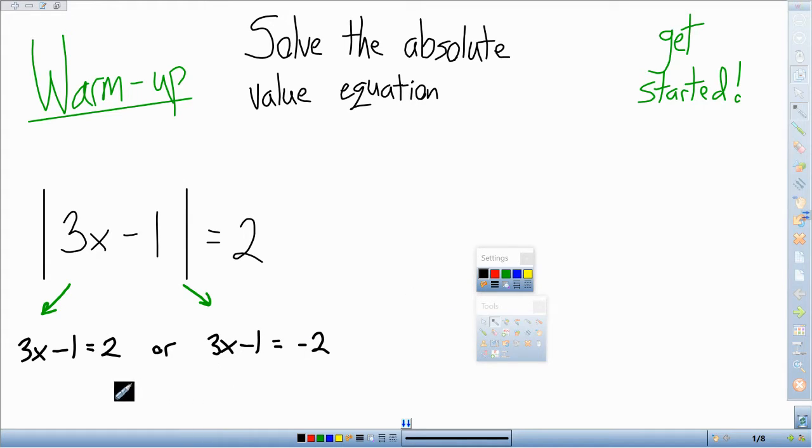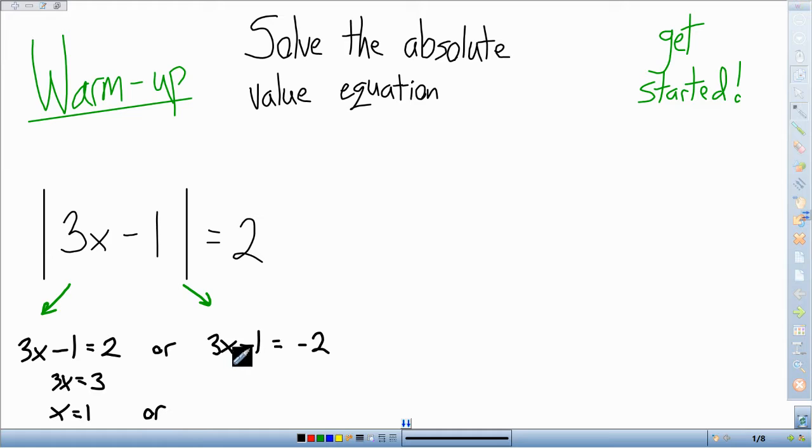So let's do this in our head because we're getting good at this. Adding 1 to both sides, we get 3x equals 3. Dividing both sides by 3, x equals 1. Over on this side, I'll put my little or sign. Adding 1 to both sides, we get 3x equals negative 1. Dividing both sides by 3, x equals negative 1/3. And there are my two possible answers for this absolute value equation.